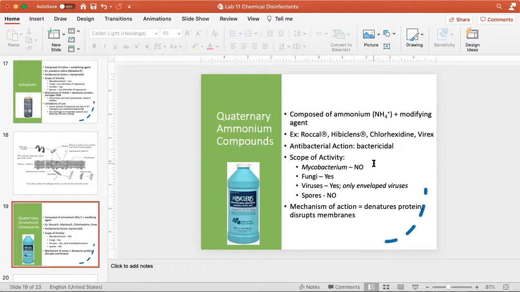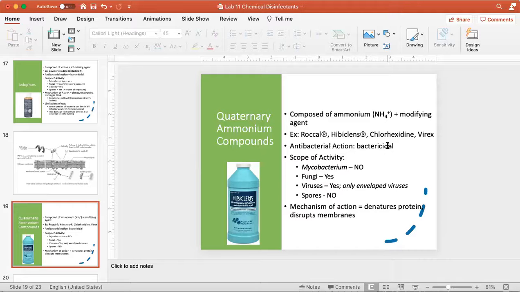Now, some important things to know: it is not effective against the organism that causes tuberculosis. It will kill fungi. It will kill viruses, but only enveloped viruses. Only enveloped viruses. And it is not effective against spores. So this one's a lot more limited than the other ones we saw. But if you're trying to kill bacteria and you're not particularly worried about the TB bacterium, then this is a decent chemical.